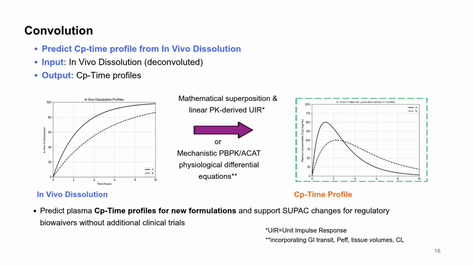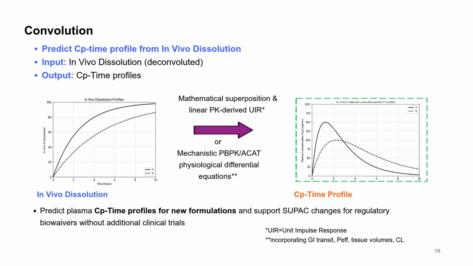Convolution derives plasma concentration time profiles from in vivo dissolution using either linear compartmental PK models or mechanistic PBPK-based models. Linear convolution uses mathematical superposition and a compartmental PK-derived unit impulse response, UIR, to predict plasma concentration time profiles. In mechanistic convolution, such as within GastroPlus or PK-Sim, a separate UIR is not required.